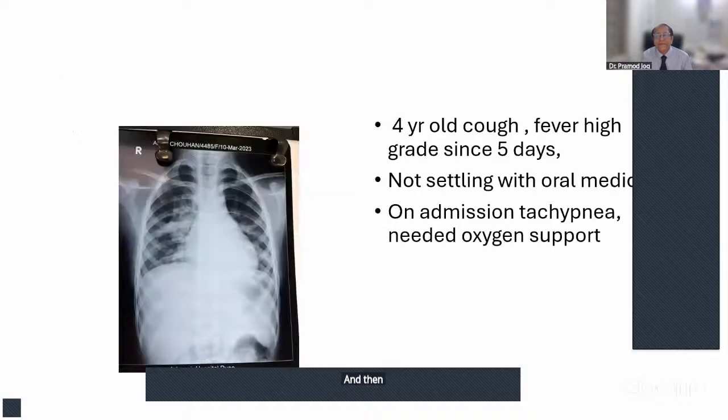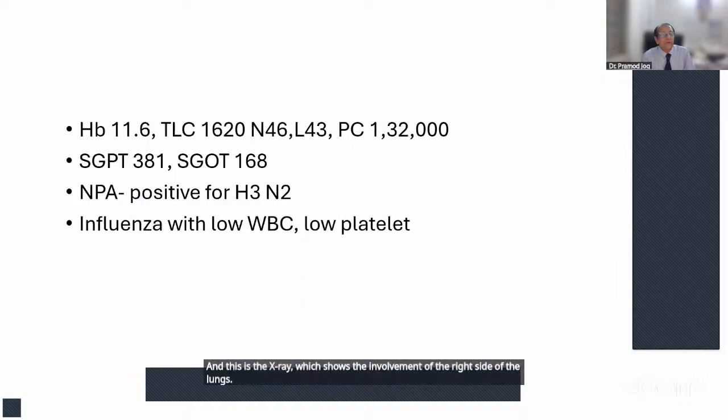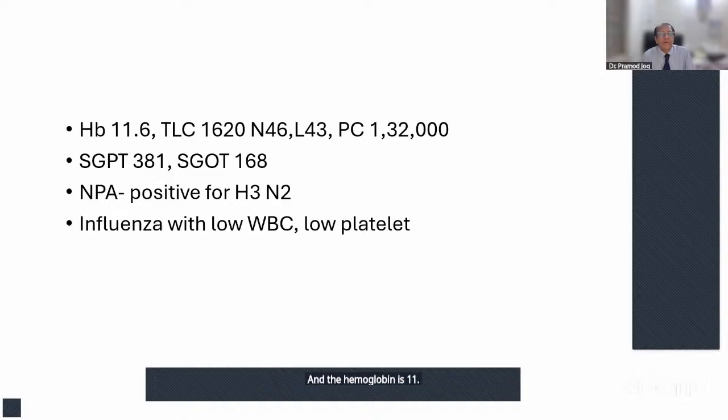Now this is a 4-year-old child coming with cough and high-grade fever for 5 days, not settling with oral medication. On admission, the child has tachypnea and needs oxygen support. This is the X-ray, which shows involvement of the right side of the lungs. The hemoglobin is 11.6. Total count is on the lower side. Platelet count is also on the lower side. And there is impairment of the liver functions.